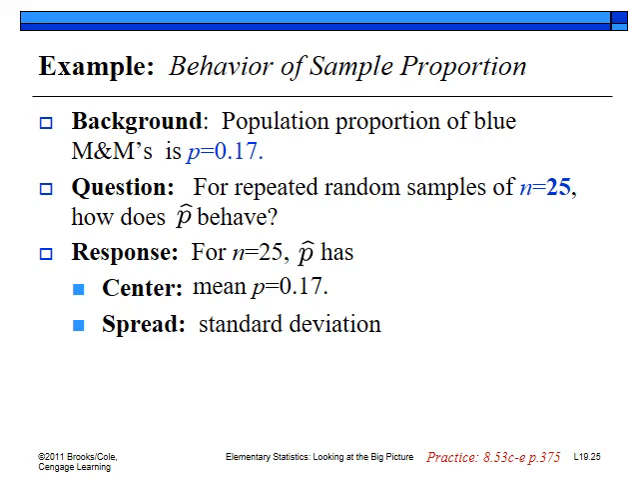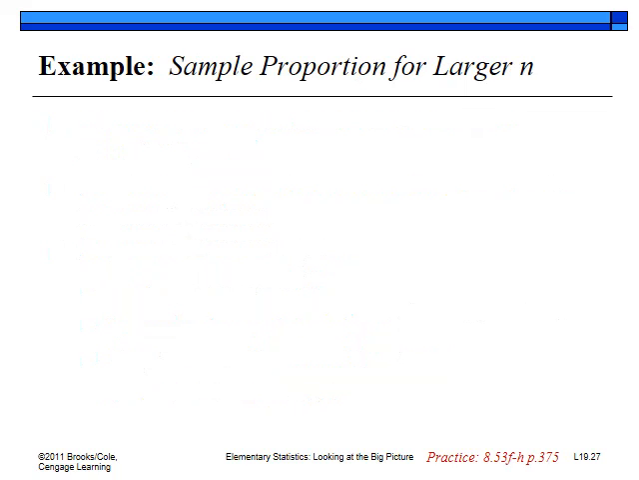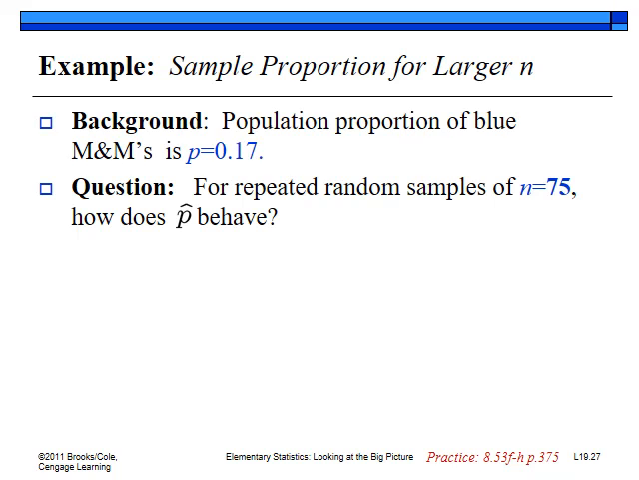What about the spread? That's the standard deviation. We compute using our formula, and we get about 0.075. The shape, well, we're not up to normal yet because the number of expected blues in each sample is 4.25. That's n times p. And that's quite a bit less than 10. So let's bump up the sample size.